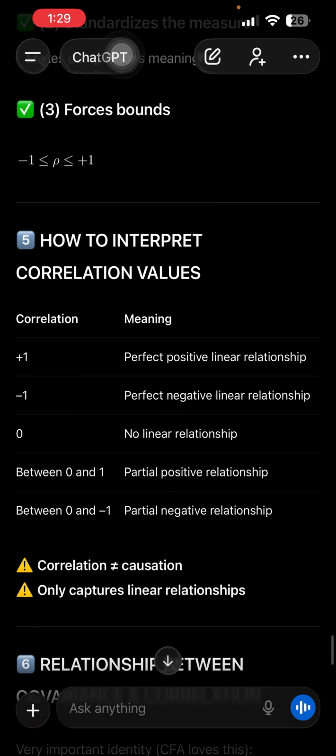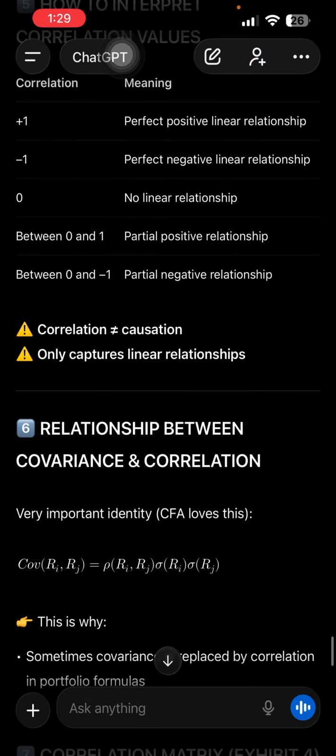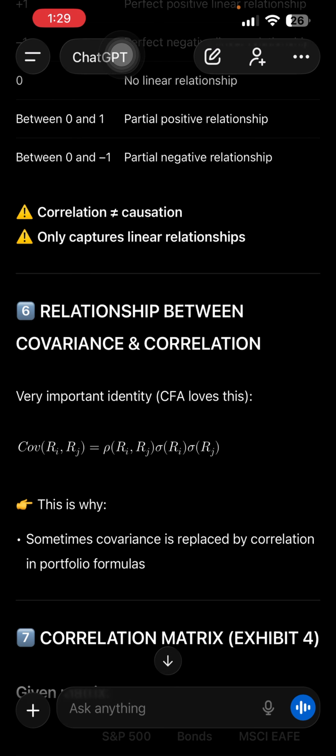Now we will see how to interpret. If the number is +1, it is a perfect positive linear relationship. If -1, perfect negative linear relationship. If 0, there is no linear relationship. Between 0 and 1, some partial positive relationship, and 0 to -1, partial negative relationship. Okay. From the same formula it is derived that covariance of Ri Rj is correlation of Ri Rj into standard deviation of Ri into standard deviation of Rj.